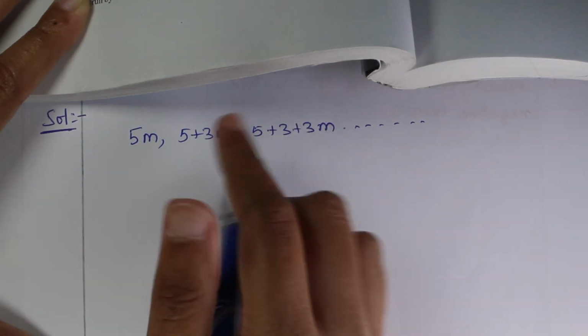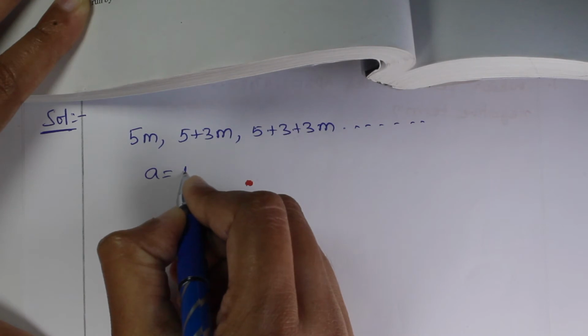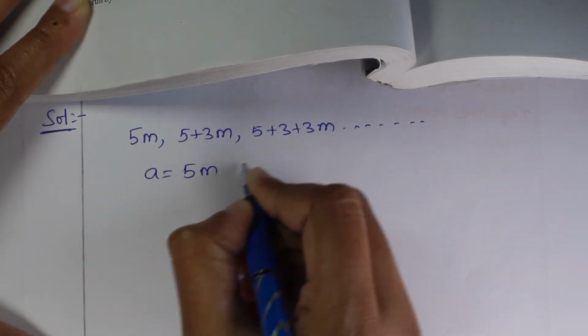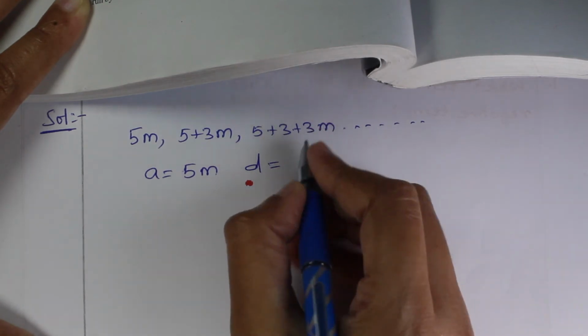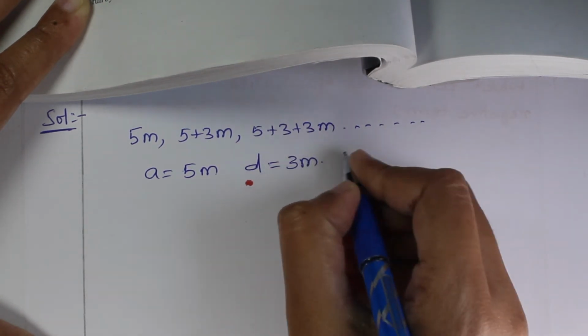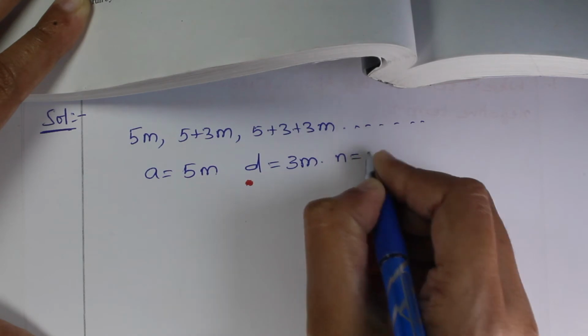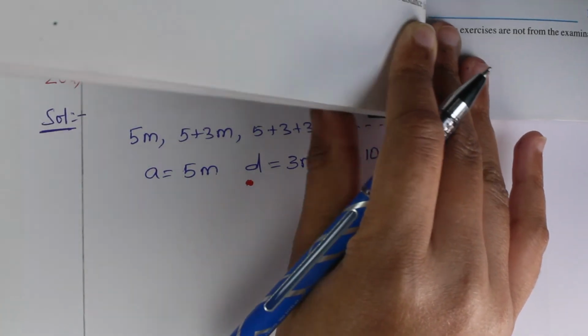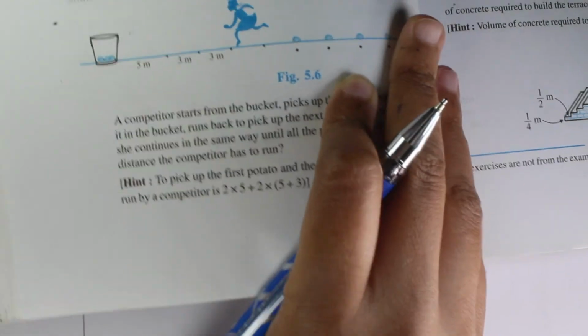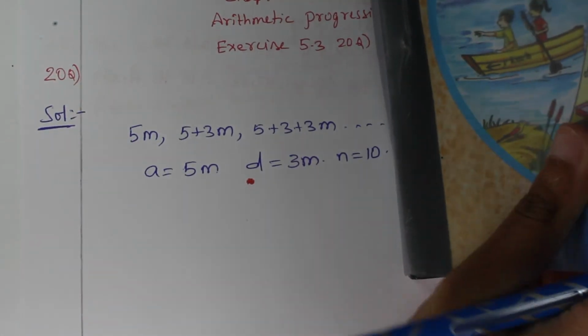So this is an arithmetic progression with the starting distance from the bucket as 5 meters, a is equal to 5, and the common difference d, the distance between any two potatoes, is 3 meters. And how many potatoes are there? There are 10 potatoes. So n is equal to 10. Now we have to find out the total distance travelled by the competitor to put all the 10 potatoes into the bucket.